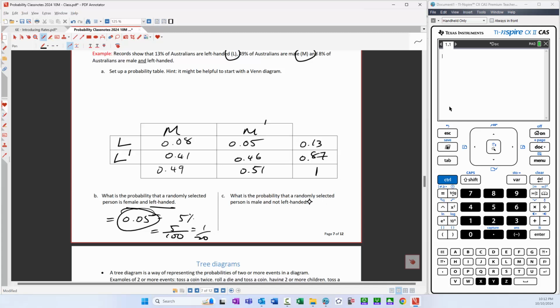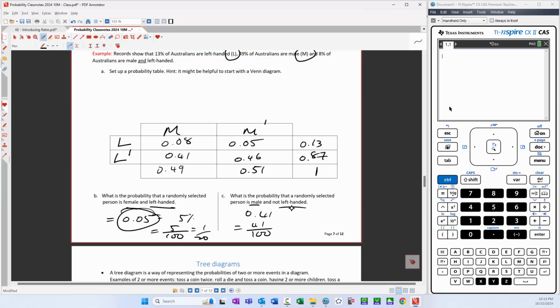All right, what is the probability that a randomly selected person is male and not left-handed? So again, this is going to be quite high, okay, because we know that roughly 50% are male, and if you're not left-handed, you're right-handed or ambidextrous, and that's a lot of them, okay? So let's have a look. We're going to say male and not left-handed. It's this one here. So 0.41, you could leave the answer as that, or you could write it as 41 over 100 if you wanted.